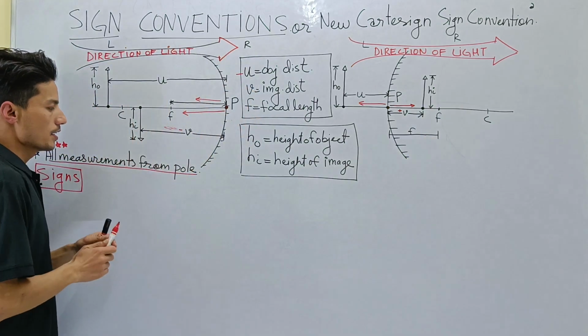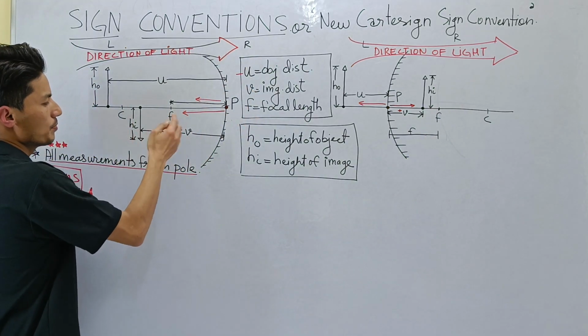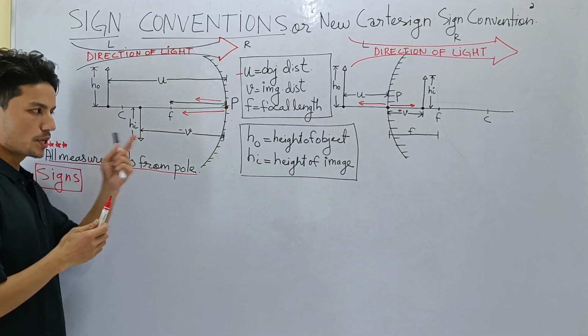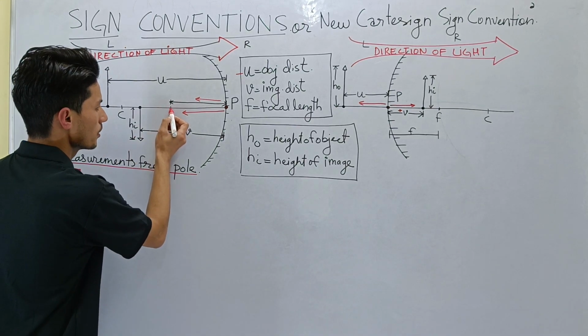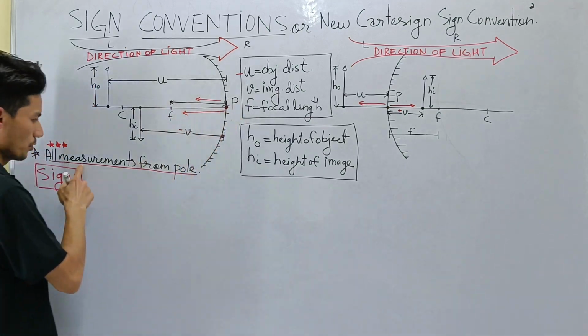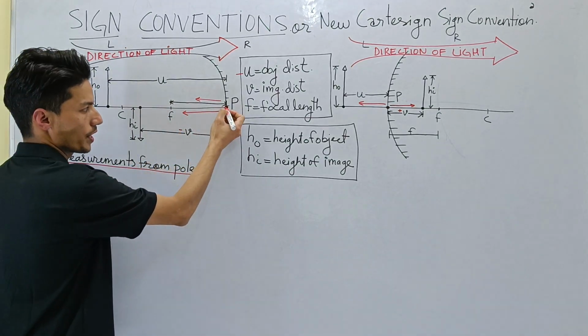So let us come back here. In this case, the image is formed on the left hand side. That means we will be considering this focus. So let's measure the focus. The focus is here. So this is the focus point. We have to start from the pole, so we are here again.